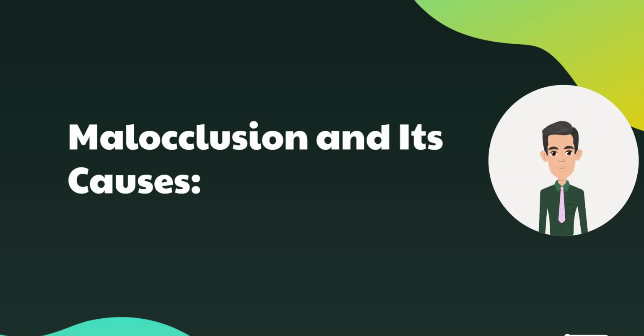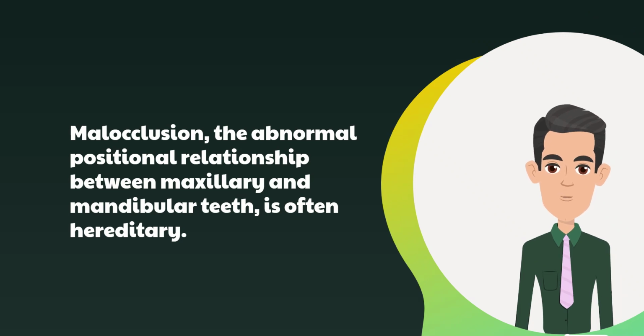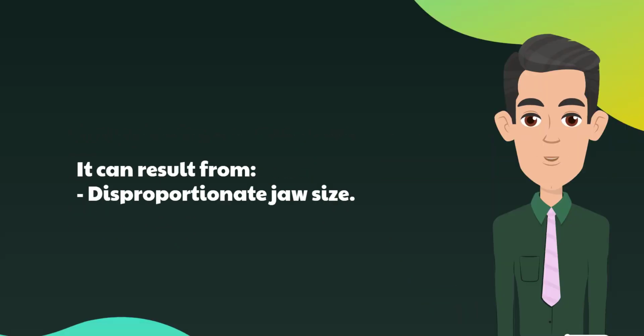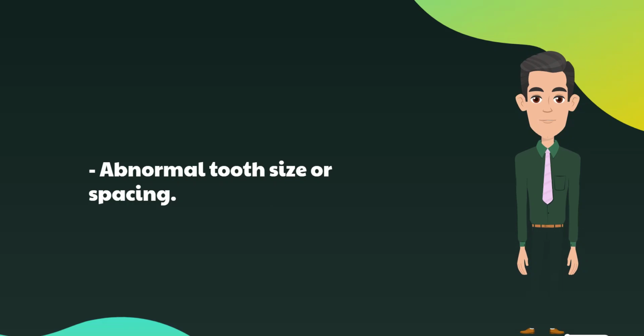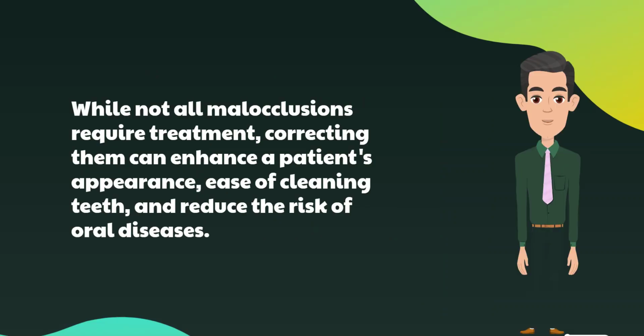Malocclusion and its causes. Malocclusion, the abnormal positional relationship between maxillary and mandibular teeth, is often hereditary. It can result from disproportionate jaw size, abnormal tooth size or spacing, abnormal tooth eruption. While not all malocclusions require treatment, correcting them can enhance a patient's appearance, ease of cleaning teeth, and reduce the risk of oral diseases.